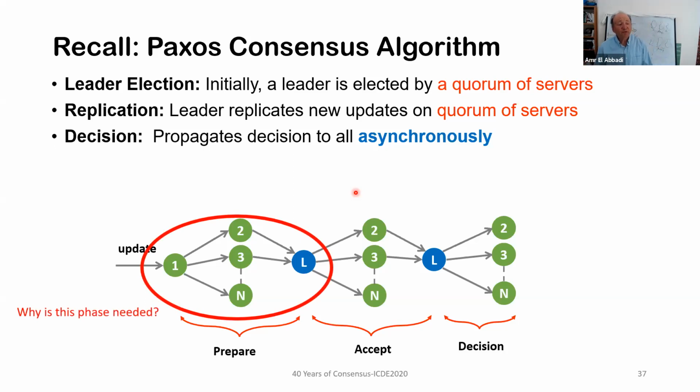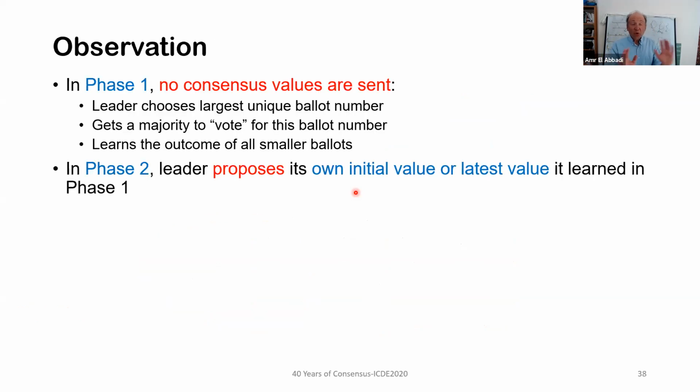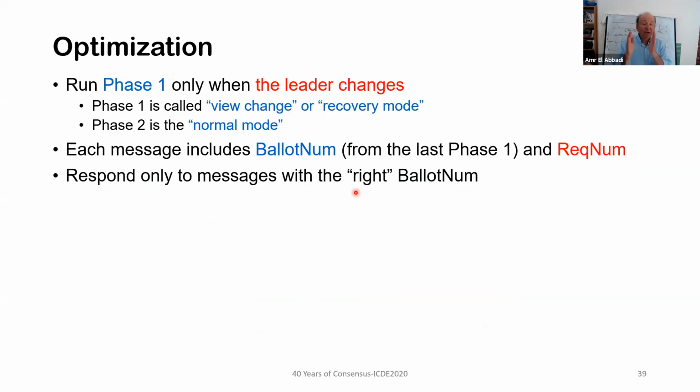So the question arises, why is this initial phase needed? Well, it's needed because I need to elect a leader. So no consensus values are sent. It's only in the second phase that the initial value or the latest value is learned. So what we can do is we can have a leader election phase by itself. And then once I am leader, we will try and have all the clients communicate with the leader, and the leader is the one who's going to do the execution of only the second phase. And so as an optimization, we only run phase 1 for leader election.